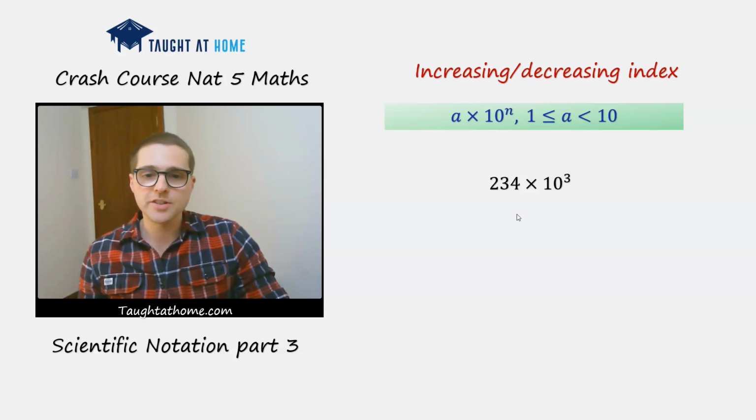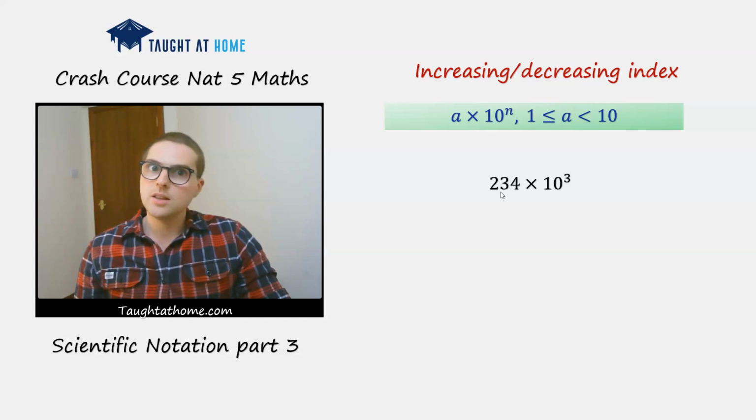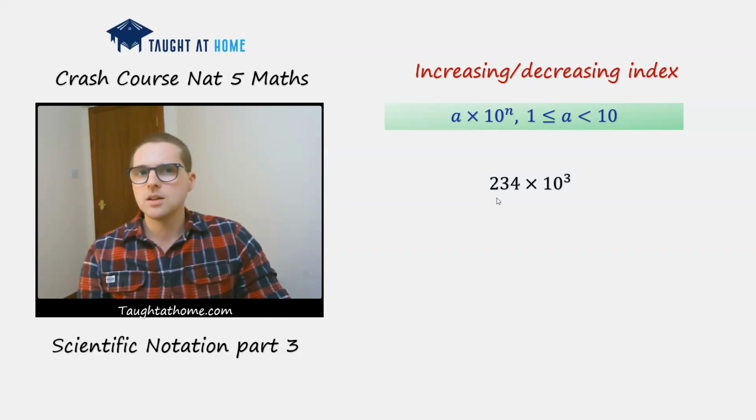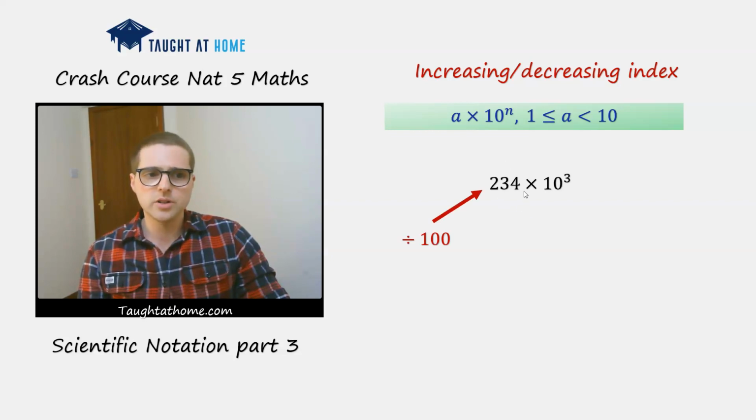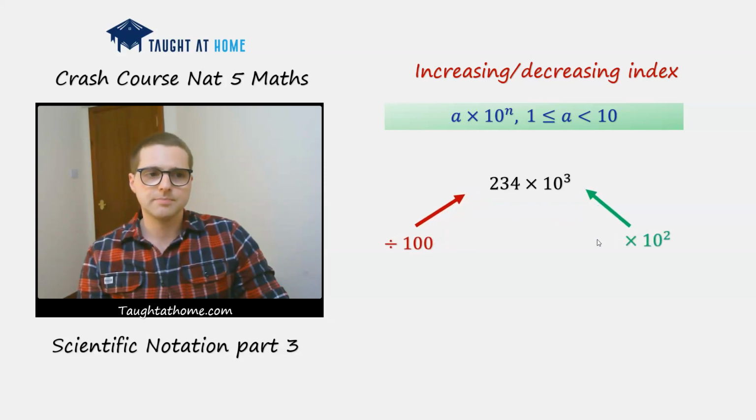Let's have another look. Say we've got 234 times 10 to the 3. Now we need the point between the 2 and the 3 here. So we're going to have to divide this number by 100. We're going to have to move the decimal point 2 places to the left. So we're going to have to multiply this by 100. So we're actually going to be adding 2 to the index, because 100 is 10 to the 2. And so we're going to have to add 2 to this number here.